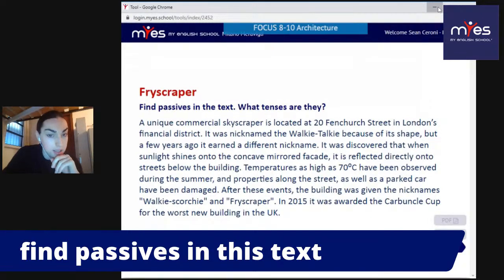Temperatures as high as 70 degrees Celsius have been observed during the summer, and properties along the street, as well as a parked car, have been damaged. After these events, the building was given the nicknames Walkie Scorchy and Fry Scraper. In 2015, it was awarded the Carbuncle Cup for worst new building in the UK. Oh dear, some problems with this building.